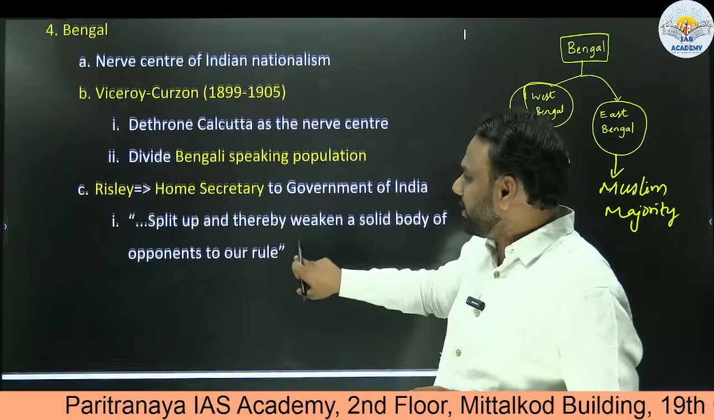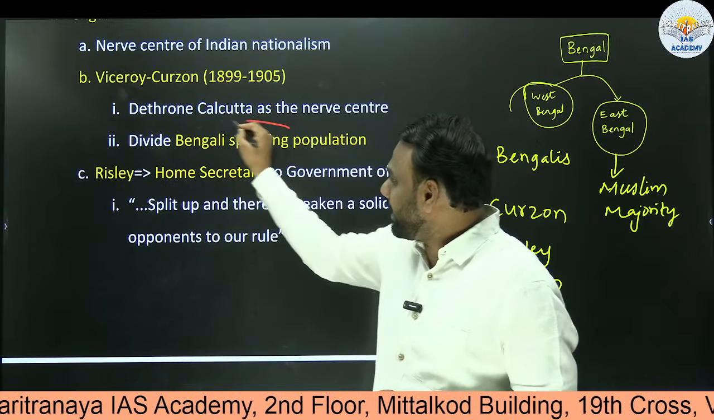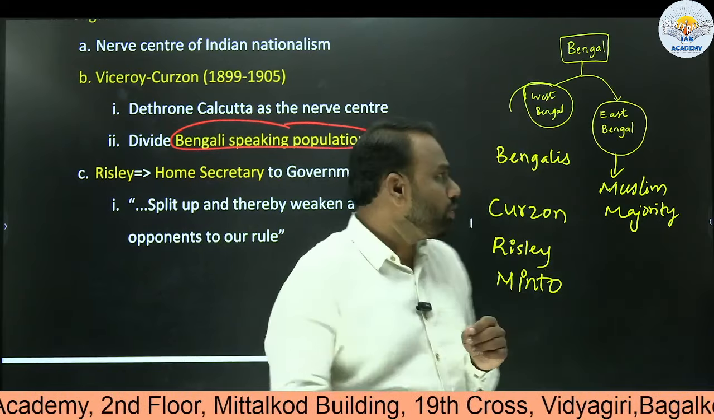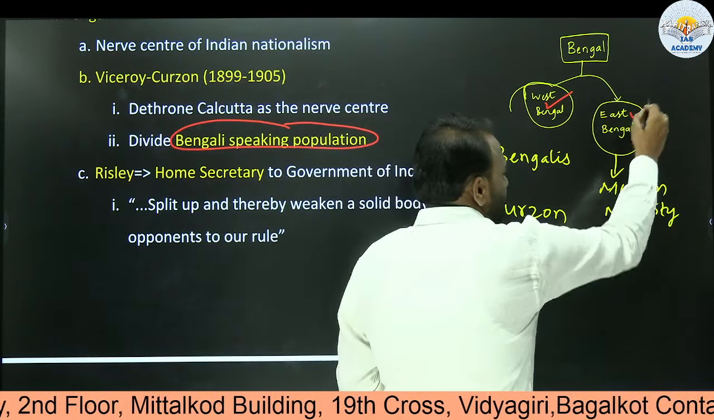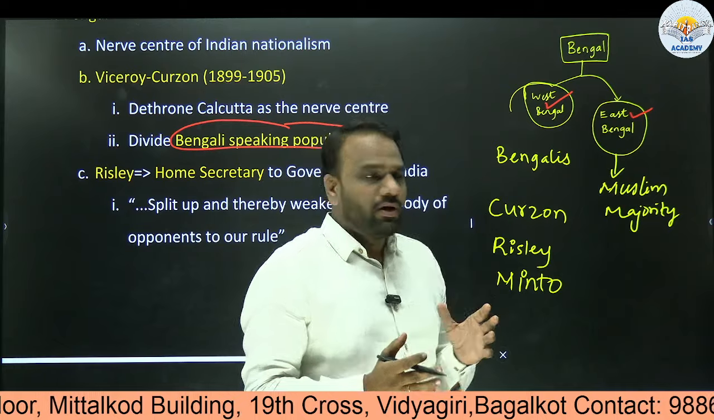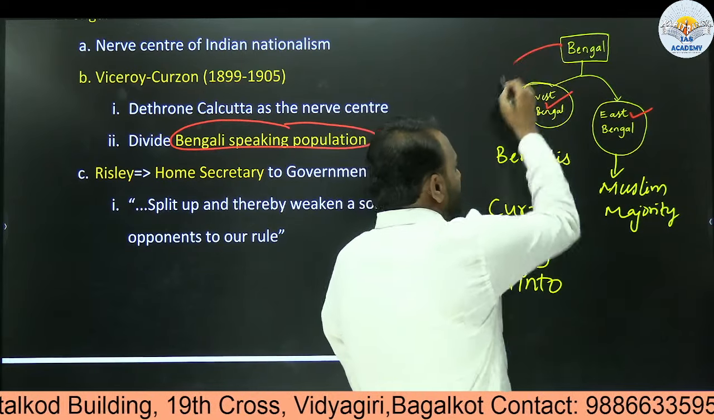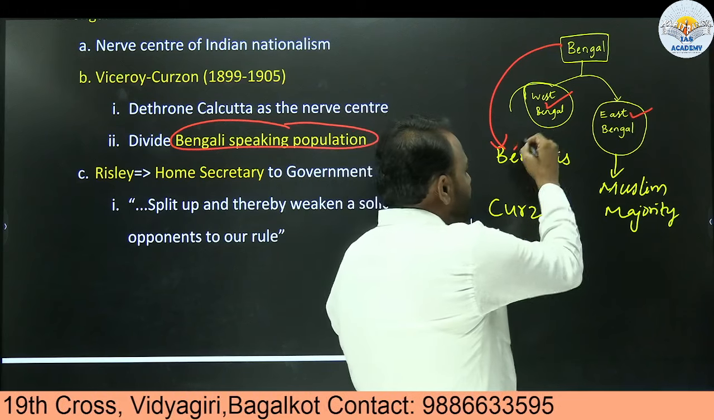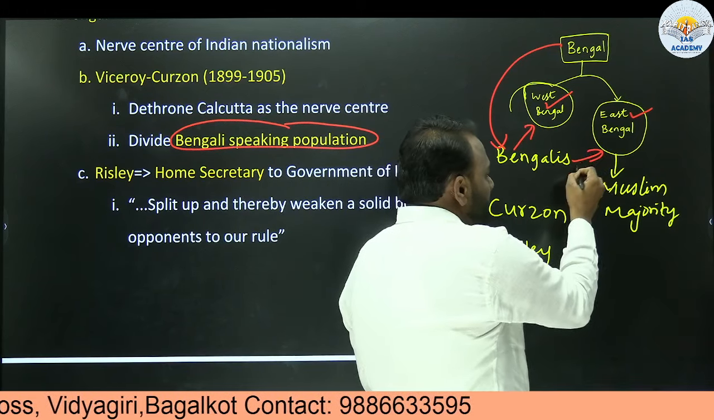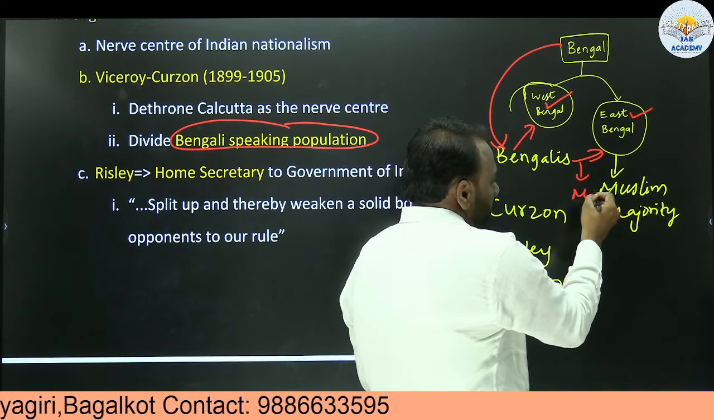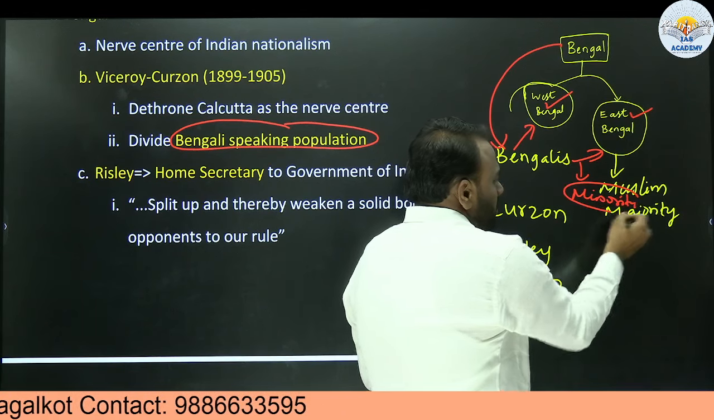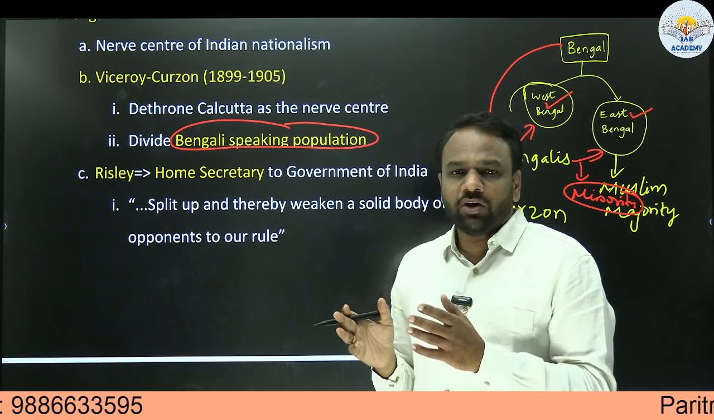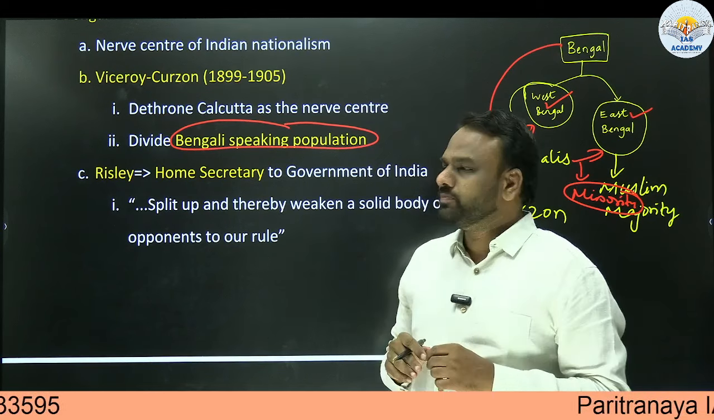For that, the strategy was to divide the Bengali speaking population. The strategy was to divide Bengal into two parts, West Bengal and East Bengal. Bengalis were the majority in the original Bengal, but if you split it into two parts, here Bengalis will be in the majority, but here Bengalis will be reduced to a minority. This was the goal of Curzon. In this way, he thought that Indian nationalism could be weakened.